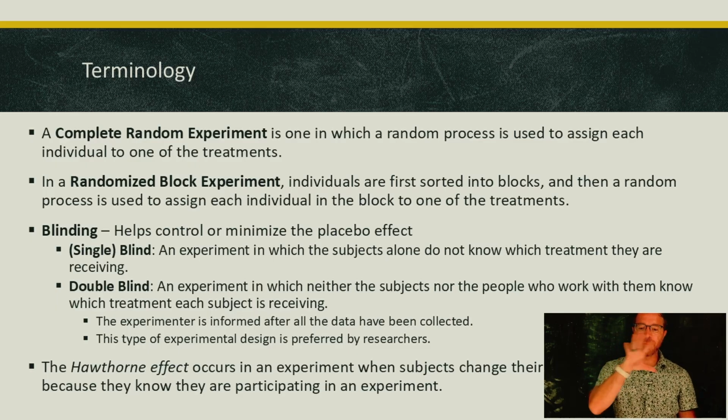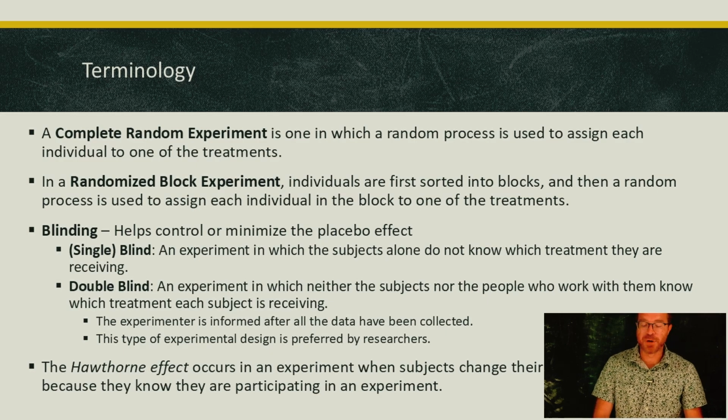Now, complete random experiment means that everybody was randomly assigned with no rhyme or reason to why they were selected in that group. Usually we use a computer for this. We just do a random assignment where everybody has an equal likelihood of being selected, and then they end up in one of those groups, treatment 1, treatment 2, or control.